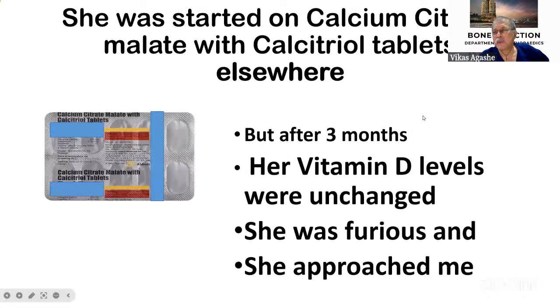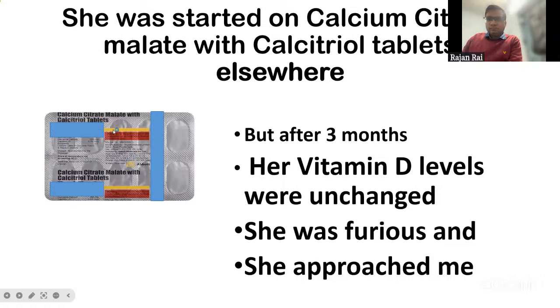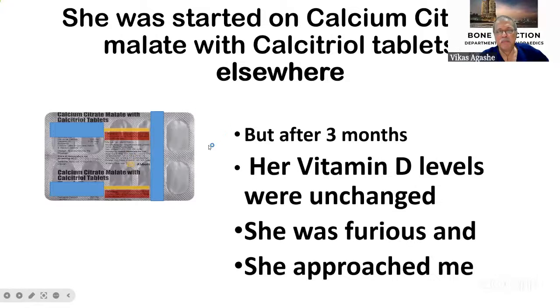Now this is my question. She was started on this treatment somewhere else by a friend of mine, calcium citrate maleate with calcitriol tablets. You can see these tablets. I have taken out the brand name. But after 3 months, her levels of vitamin D were unchanged. And she was extremely furious. And that is the time when she approached me. Now what should I do?